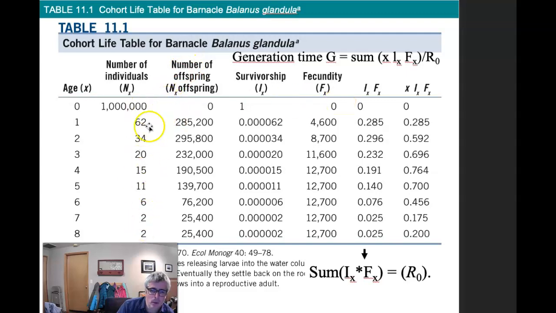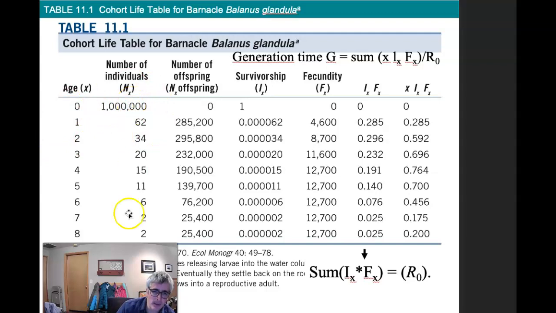Let's walk down here and then we'll go over. Age 1, of that million, 62 are alive. Age 2, of that million, 32 are alive. Age 3, 20; 4, 15; 5, 11; on down to age 8, where there are only 2 individuals still alive from that initial cohort. So this is looking at a cohort. One year, 1 million larvae are released. What happens 1 through 8 years later?